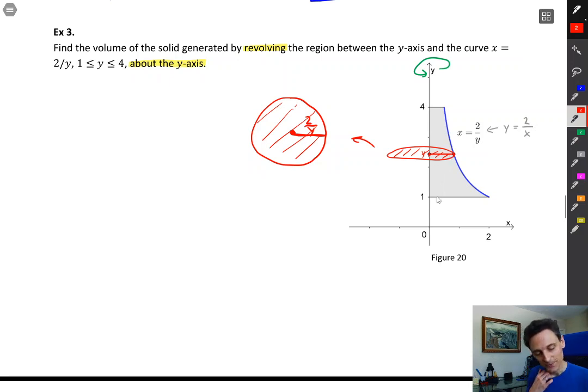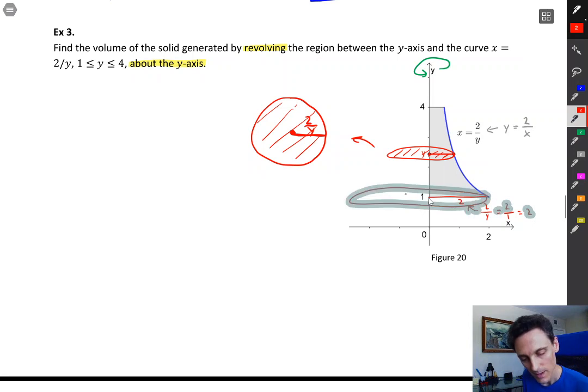You can check that too. Like imagine your y value were 1, right? If you had a y value of 1, then you'd have some kind of circle like this, and the radius here looks like from the picture is going to be 2, but if we use our formula, we can also get that. We take our x equals 2 over y formula for our radius, and we get 2 over 1, which is 2. So it checks out, at least with that edge case there.